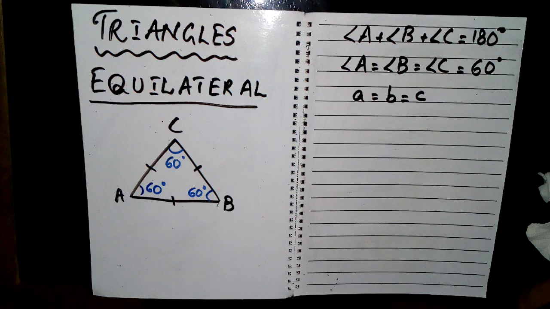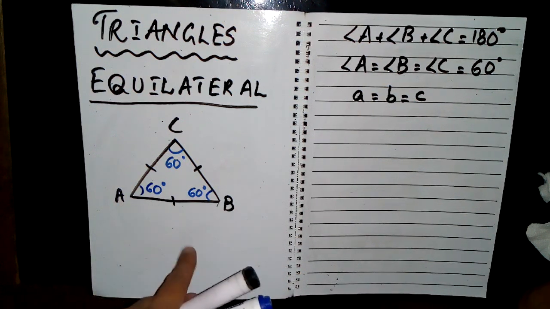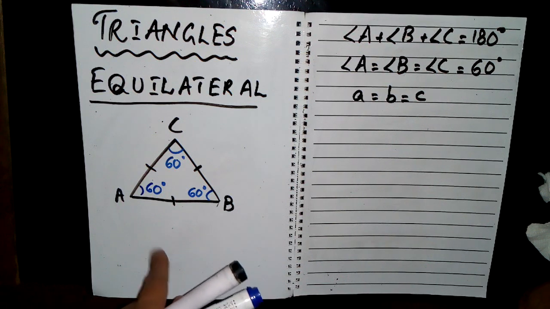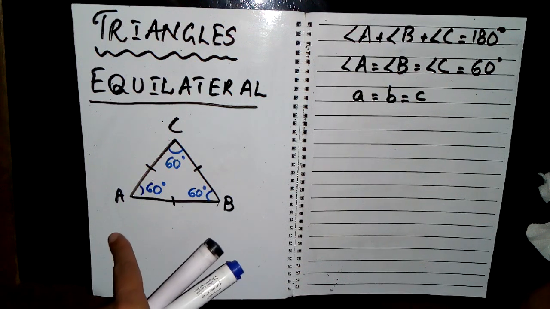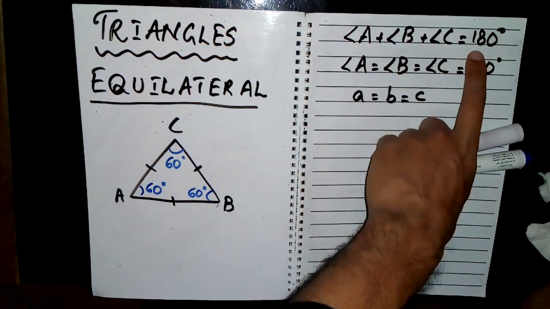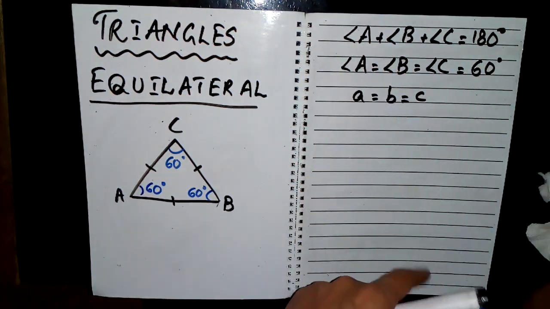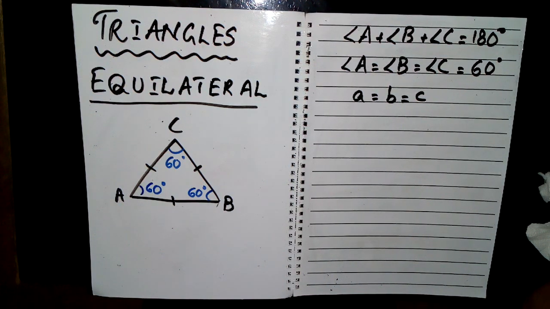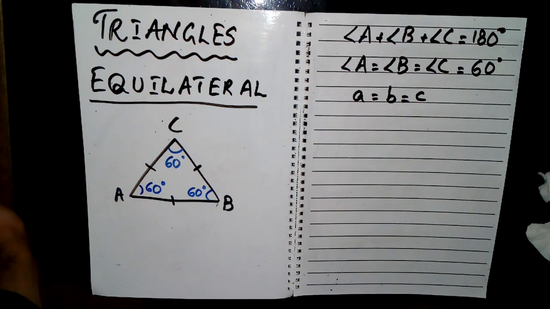First of all, we have the equilateral triangle, which is also known as a regular triangle. In an equilateral triangle, all the sides are equal, as well as all the angles, and the angles are of 60 degrees, because the sum must be 180 degrees. We know that 60 plus 60 plus 60 equals 180 degrees. Therefore one angle of an equilateral triangle is 60 degrees, and all the sides are always equal.